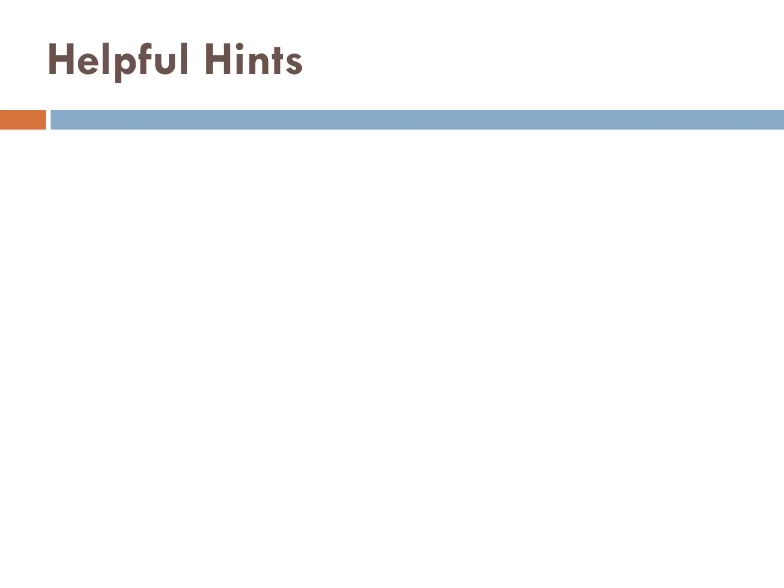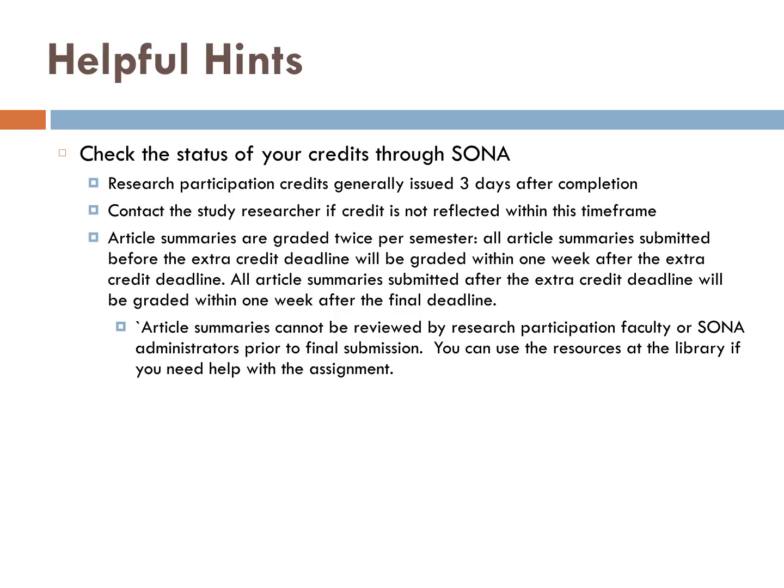All right, now here are some helpful tips. You will want to log in to Sona to see your total credits earned, both from research participation and the article summaries. If you are participating in research, you can expect to see your credits within 3 days. If you haven't received credit, you can contact the researcher of the study you participated in. And that's actually kind of important. If you contact us at Sci 101 Paper, we unfortunately won't be able to help you, so you will want to contact the researcher directly to update your credit status.